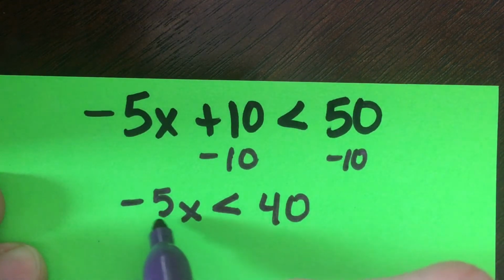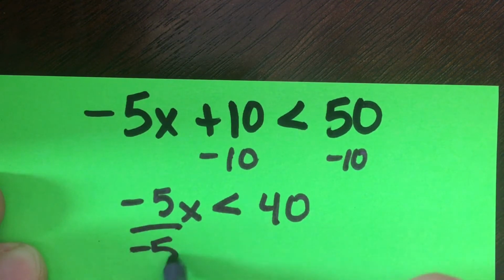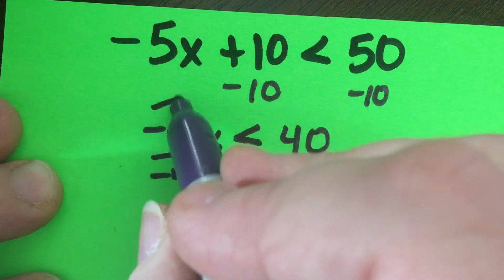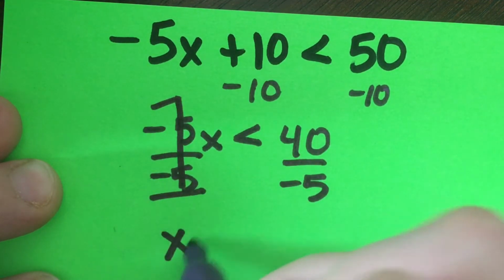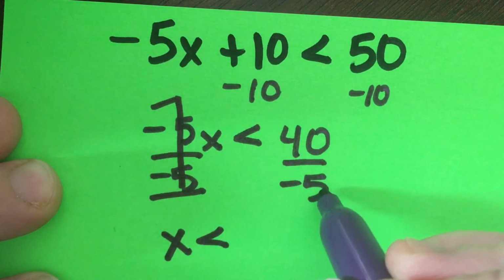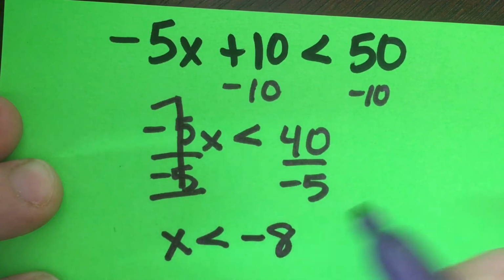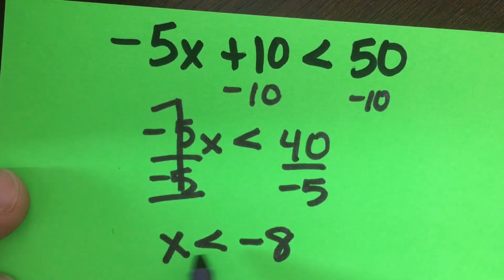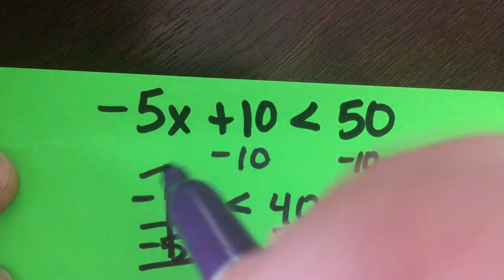So now it's negative 5 times x. Let's undo that by dividing by negative 5. And so we get negative 5 divided by negative 5 is 1. So we're left with x is less than 40 divided by negative 5 is negative 8. So let's try that out. Think of a number that is less than negative 8, so meaning it's more negative. So I think of negative 10. So let's try that out.